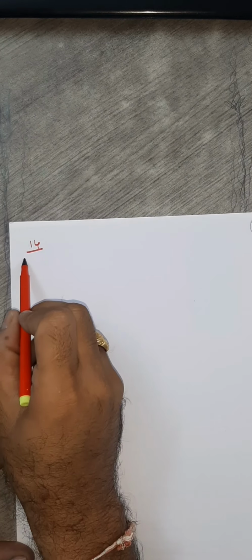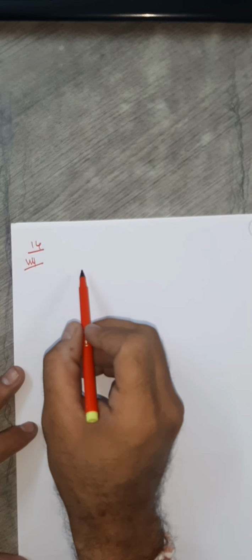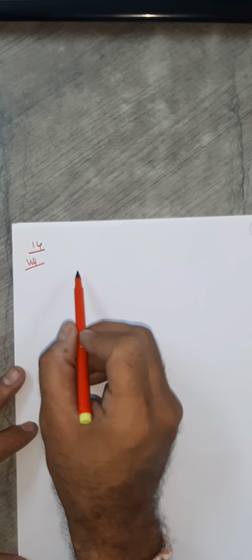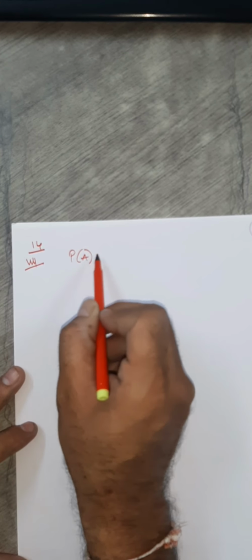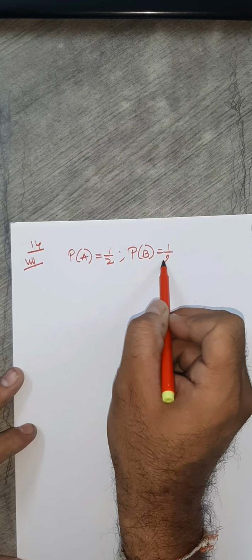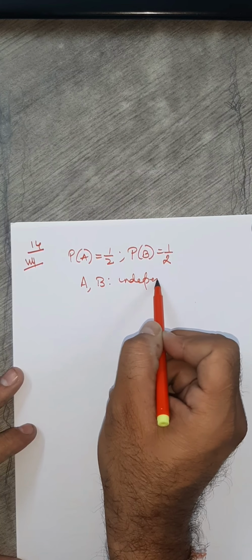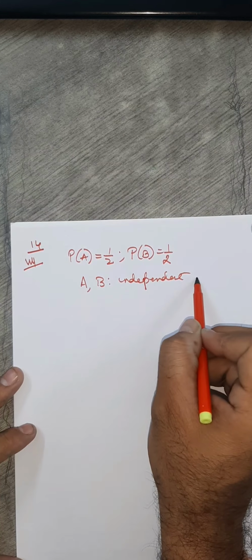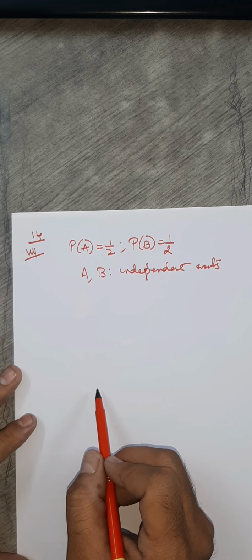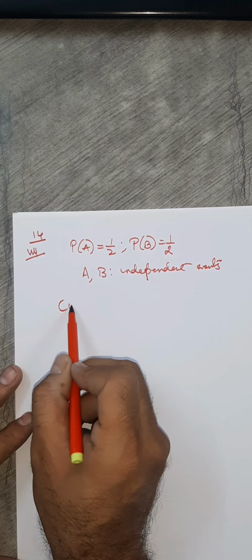Question number 14. This is an important example. The probability of solving a problem independently by A and B is 1 by 2 and 1 by 3. So you are given that the probability of A is 1 by 2, the probability of B is 1 by 3. And A and B are independent events. That's given to you in the question itself. If they try to solve the problem independently, find the probability that the problem is solved.